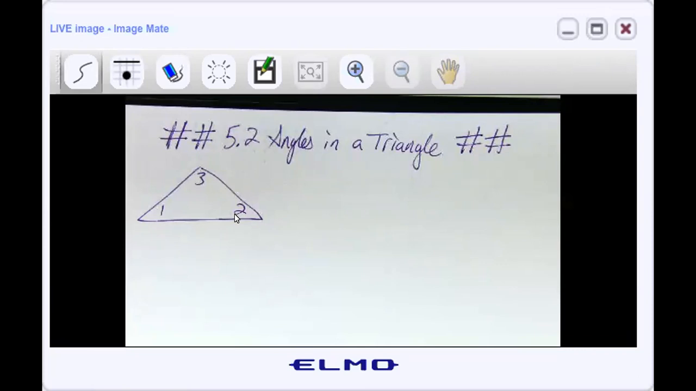All right, but what is true about the 3 angles in a triangle, no matter what kind of triangle it looks like? It doesn't matter, they all add up to the same thing. Does anybody know what the 3 angles in a triangle add up to be? You're going to have to say it out loud since we don't have the chat anymore.